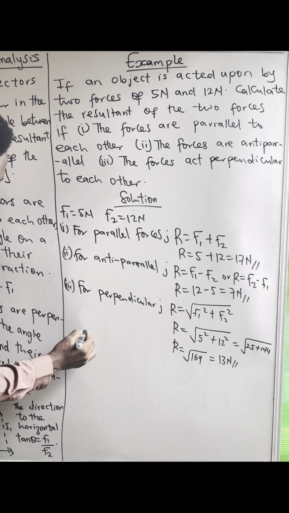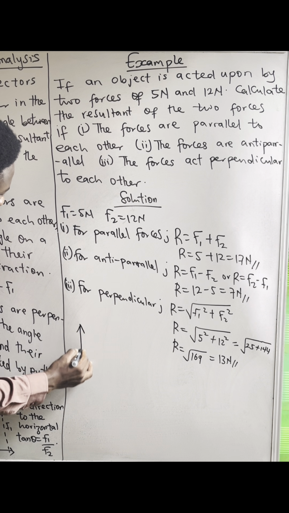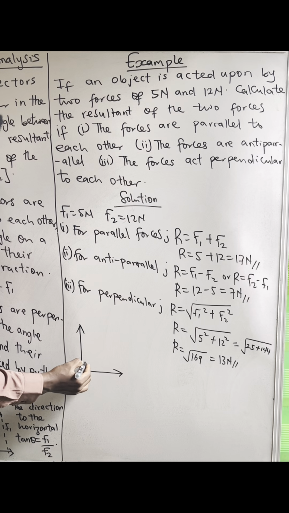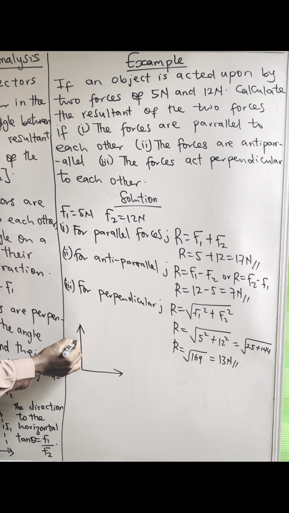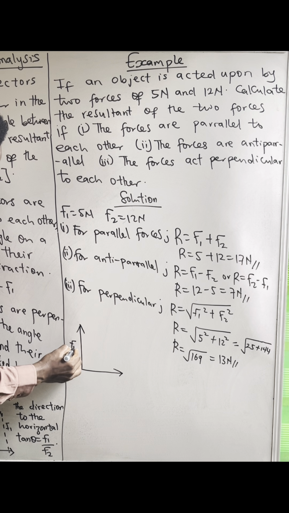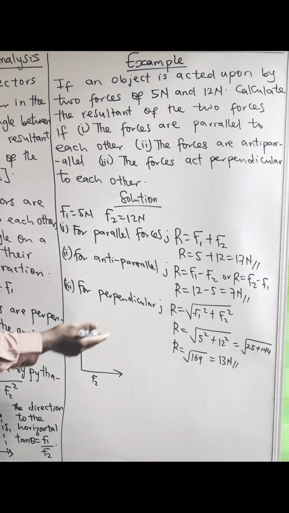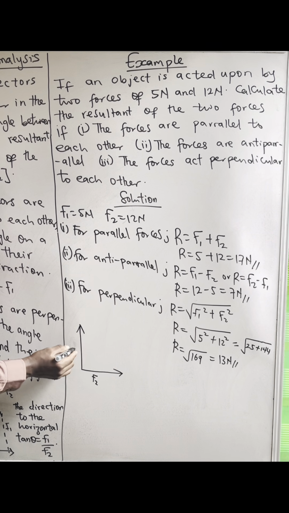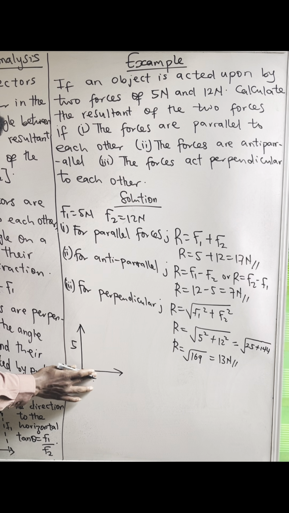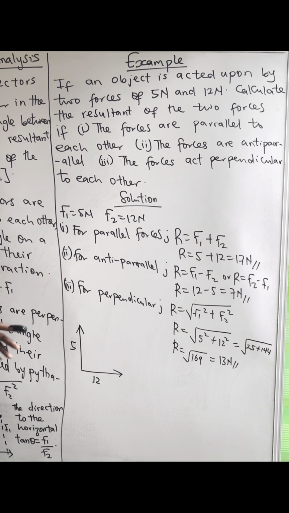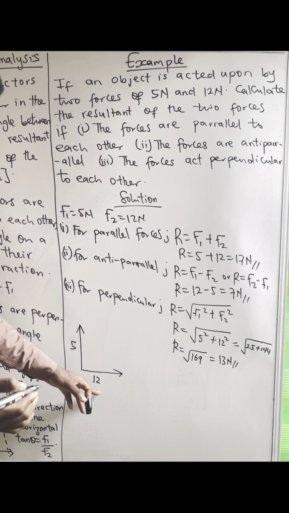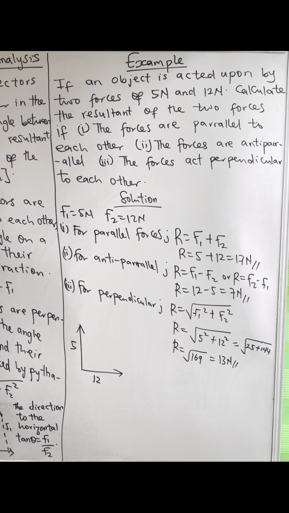So you will just draw something like this. Draw a perpendicular like this. This is the angle 90. So let me just assume that this is my F1, this is my F2. Since F1 is 5 Newton, I can represent this as 5, this as 12. If you also wish, you can represent this as 12, this as 5. No matter what you want to do, you can just do it like that.